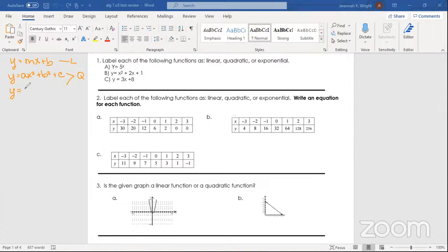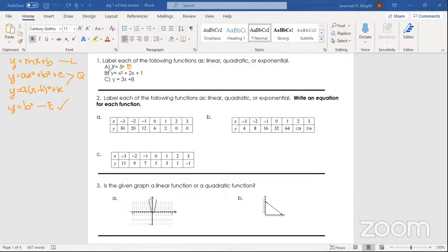Our other one was y equals a times (x minus h) squared plus k. Excuse me, that's not h minus k. Those are both quadratic. Then our last one is y equals b to the power of x, and that one was exponential. So let's look at our equations that we have over here in number 1. Y equals 5 to the power of x. That looks right here like this one, exponential.